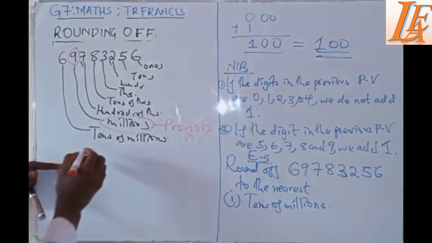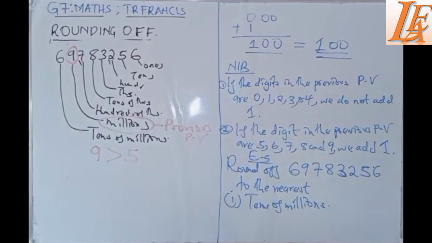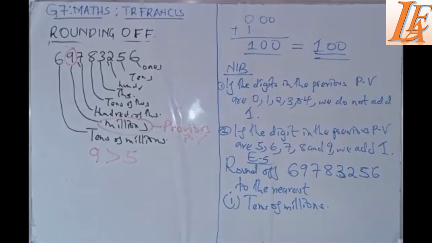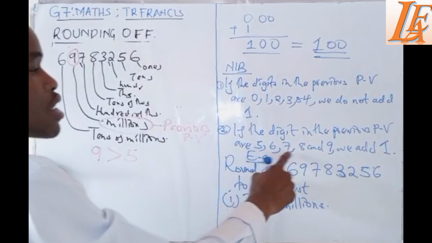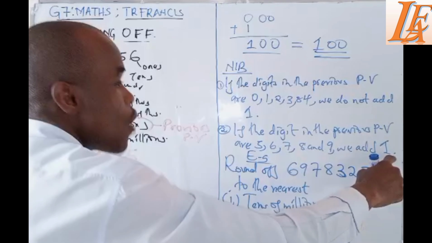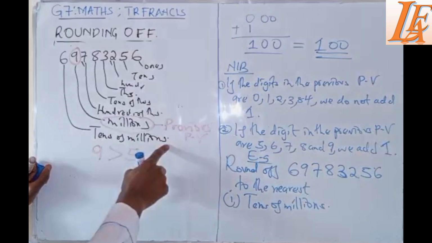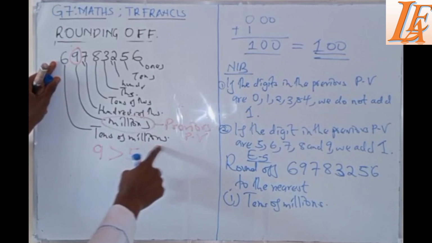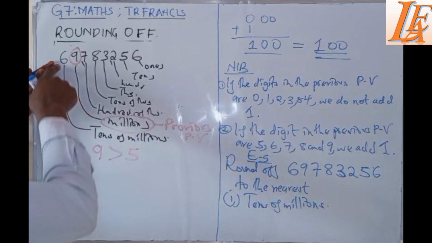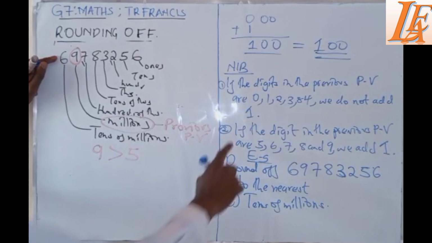Then you say 9 is greater than 5. And we have said if the digits in the previous place value are 5, 6, 7, 8, 9, we add 1. We add 1 where? To the digit in the place value to be rounded off. And the digit here is what? 6. So to 6, we'll add this 1. This is what this statement means.